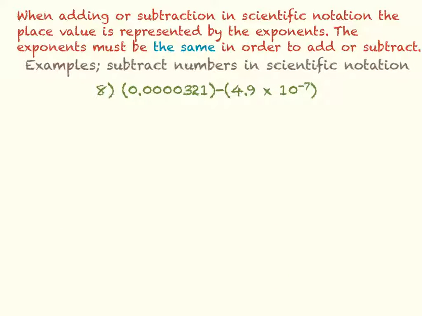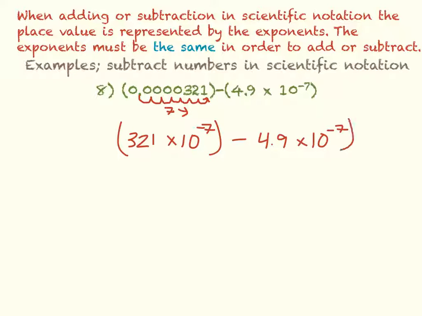And my last example, I want to subtract 0.0000321 minus 4.9 times 10 to the negative 7th power. So the first thing I'm going to do is make my first number to be a negative 7th power times 10 to the negative 7th. So 1, 2, 3, 4, 5, 6, 7. I have to move it 7 spots to the right to get it to be a negative 7 power. So that's going to give me 321 times 10 to the negative 7th power minus 4.9 times 10 to the negative 7th power.